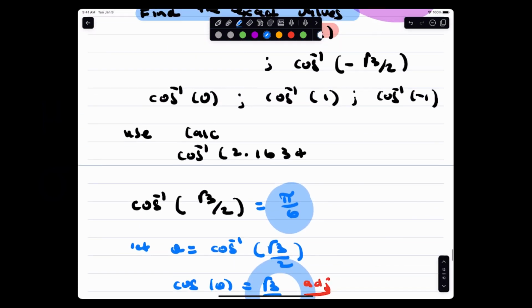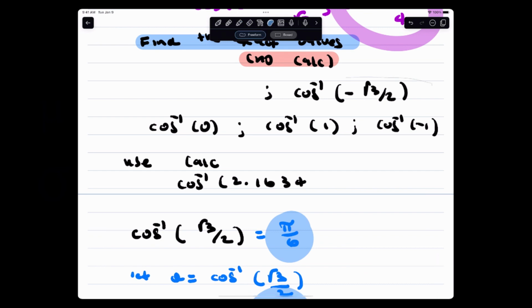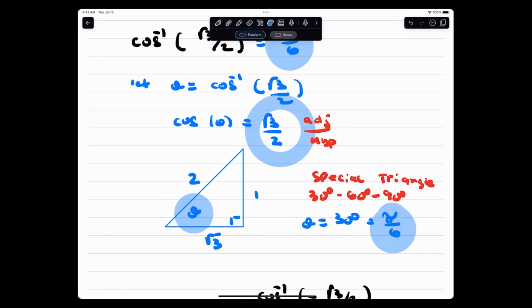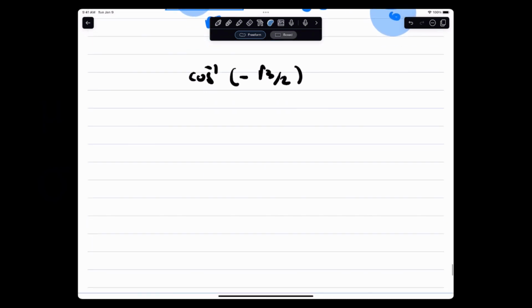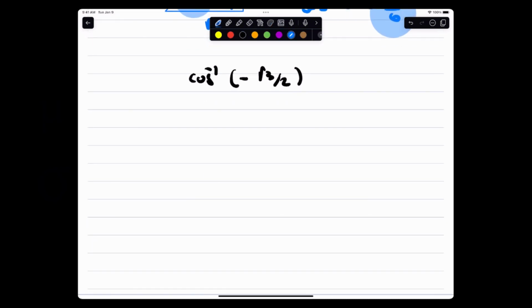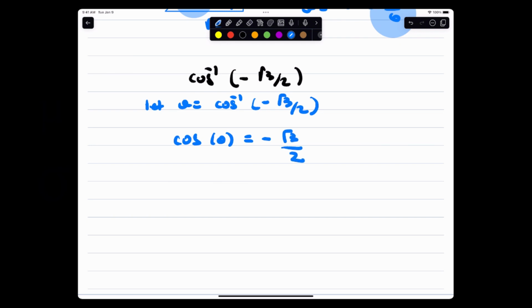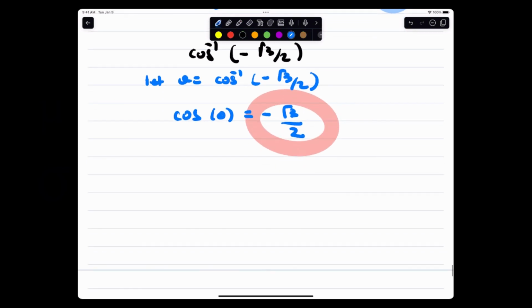So if they said to you now, okay, find the negative answer. Same procedure. Let theta be the inverse cosine of negative square root of 3 over 2, which means cosine theta is negative square root of 3 over 2. You know that this value is negative. So what that means is you're going to have to use the reference angle.